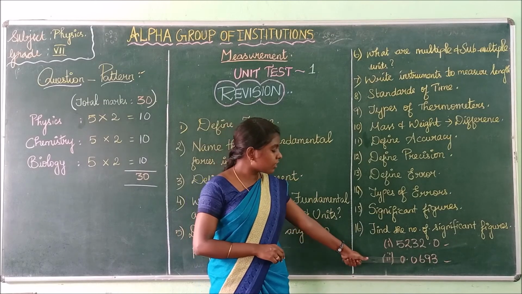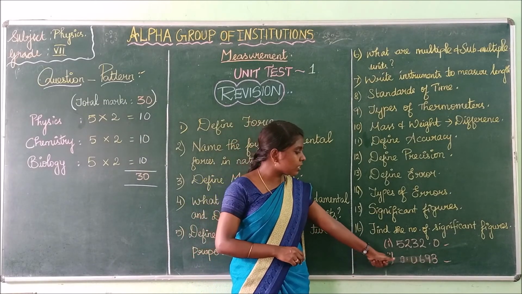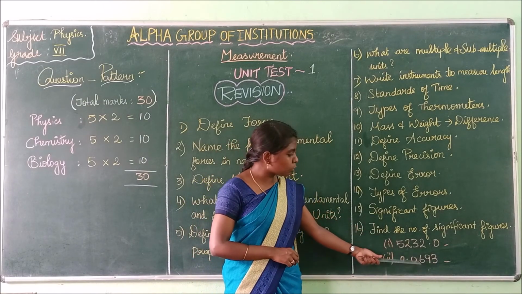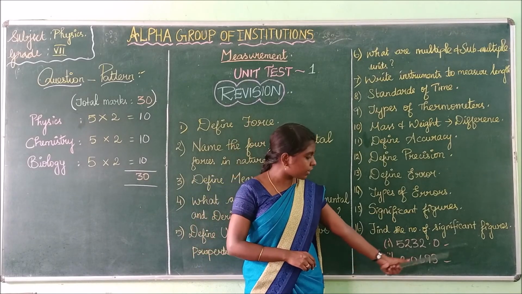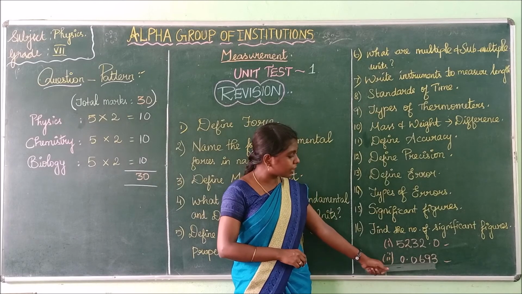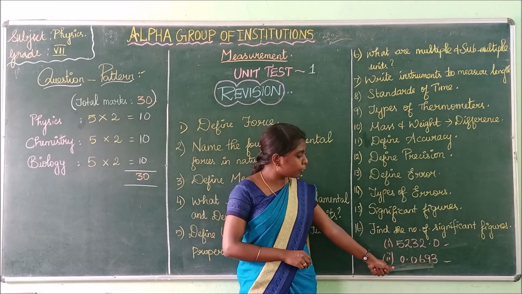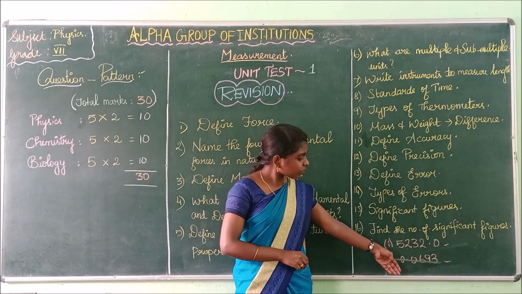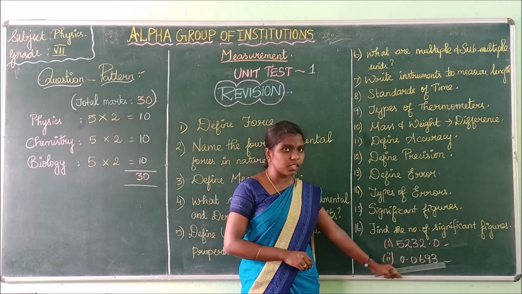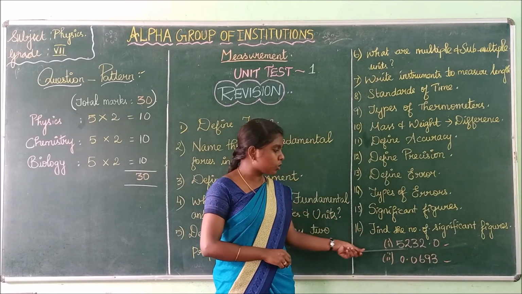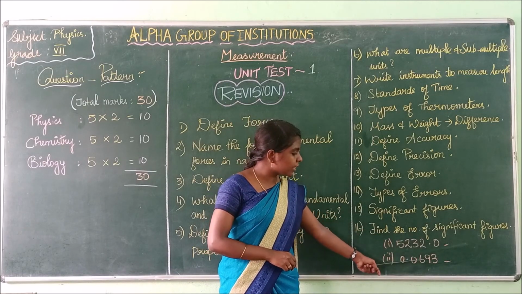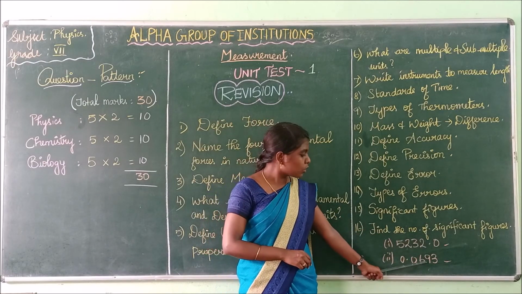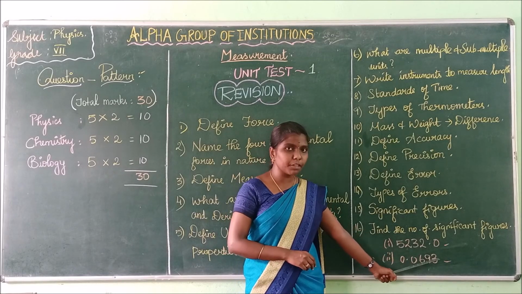Next, in this number, 0.0693, these 2 zeros have no value. So how many significant figures are there? 1, 2, and 3. There are 3 significant figures in this number. In the earlier one there are 4 significant figures, where this 0 has no value.